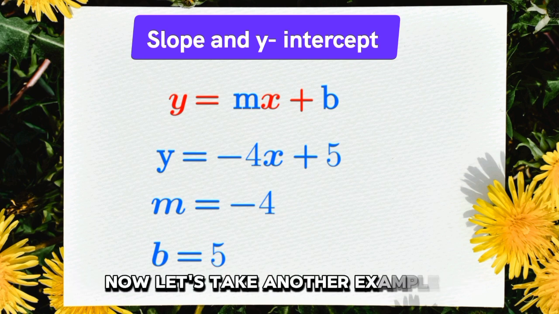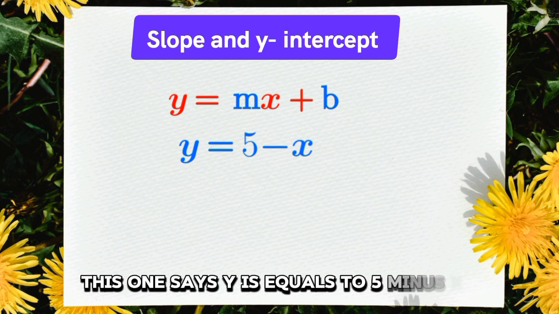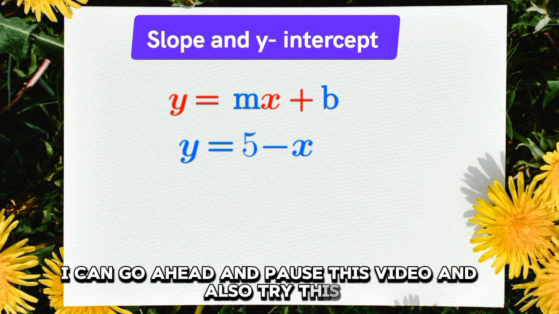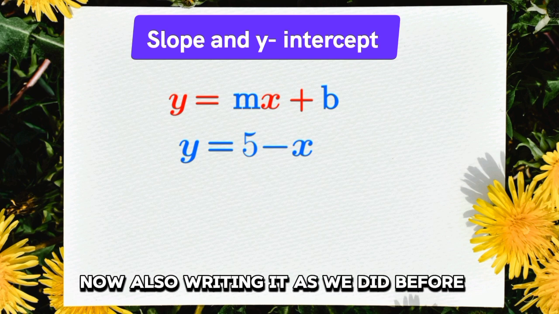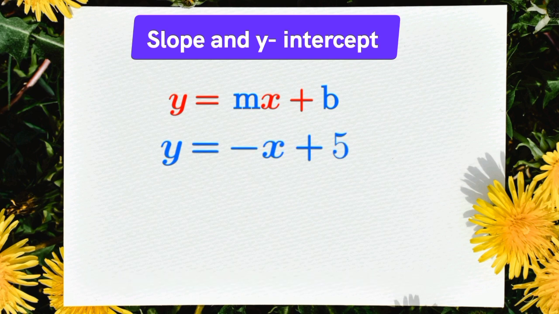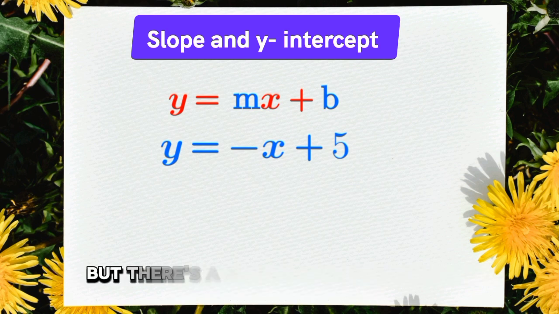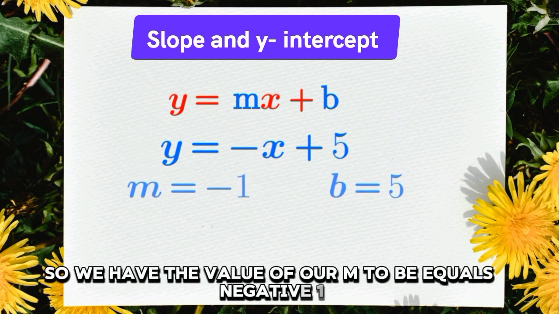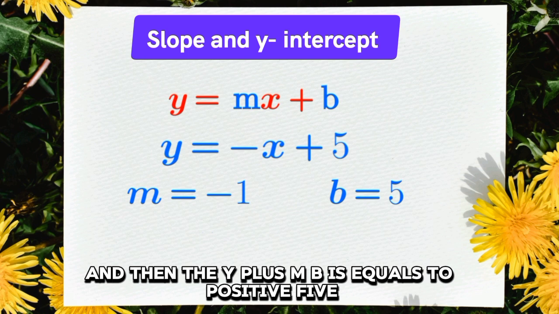Now let's take another example. This one says y equals 5 minus x. You can go ahead and pause this video and also try this. Now, rewriting it as we did before, we have y equals negative x plus 5. You might say that there is no number in front of x, but there is a number there, which is negative 1. So we have the value of m to be negative 1, and the y-intercept b is equal to positive 5.